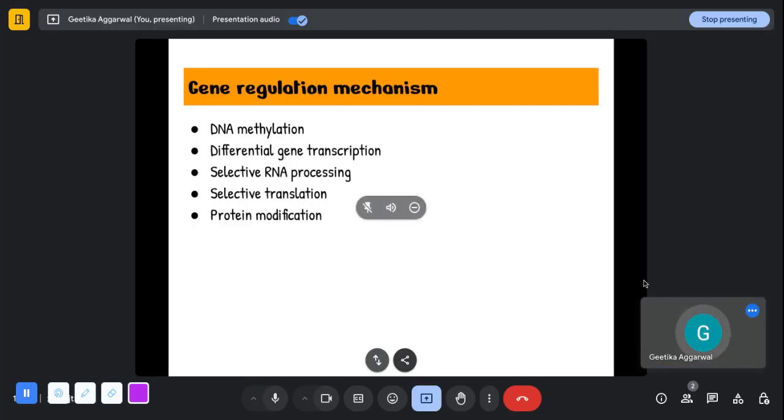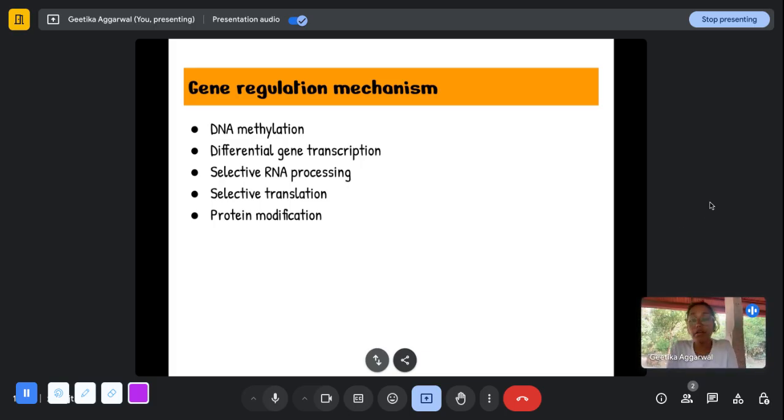Okay. So we were discussing these different gene regulation mechanisms. I was saying that there is selective RNA processing. As we discussed, the pre-mRNA gets processed before it becomes the mature mRNA. During this processing, you cut out the introns and keep the exons. These exons can be jumbled up to make different types of polypeptide chains, and that is another form of gene regulation.